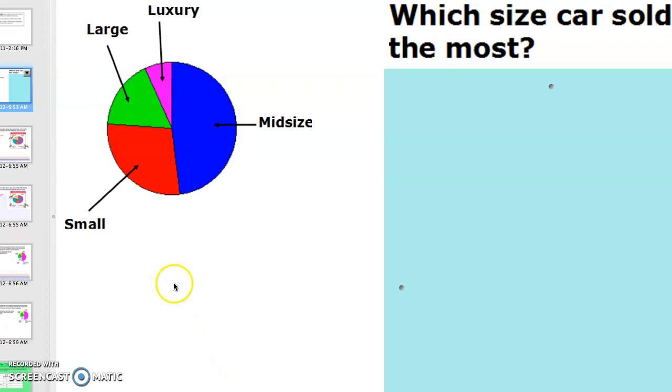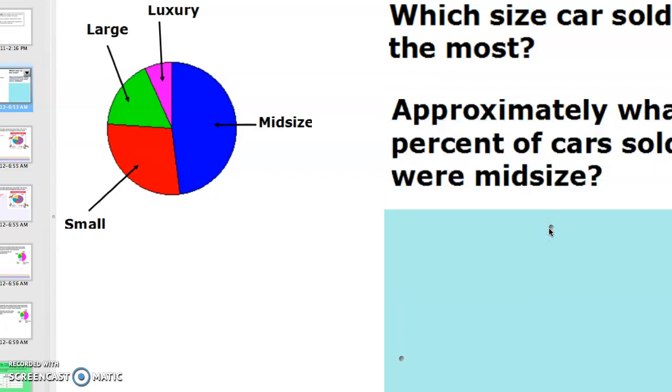It's talking about cars, and I can look at which size car sold the most. Well, here it's going to be the biggest piece. This is the biggest slice or sector of my circle, and that's mid-size. So mid-size cars sold the most. Approximately what percentage of cars sold were mid-size? This looks like almost 50%, slightly under, so I would say about 48%.